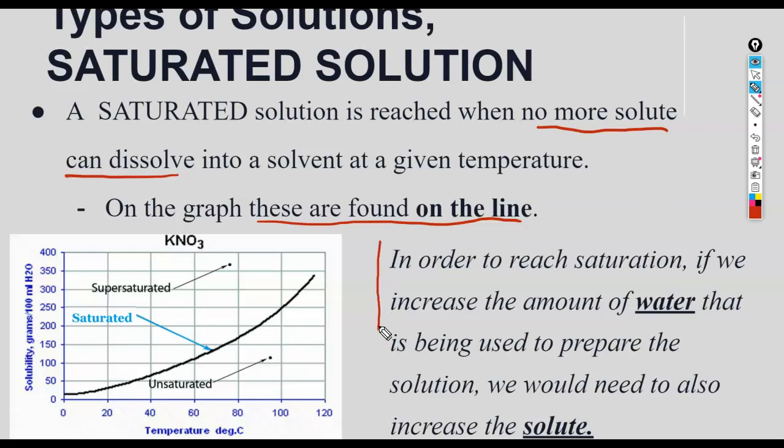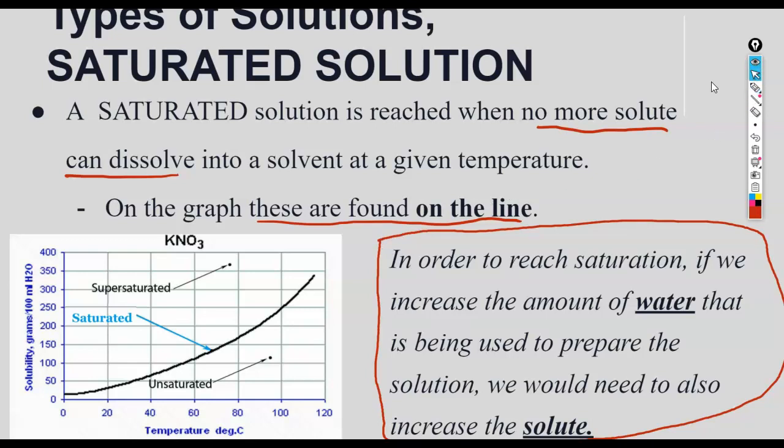Okay, and so that's all this is saying right here, where it's basically just saying if you have more solvent to be saturated, you have to also have more solute, which if you think about it should kind of make sense. Okay, so that is the first type of solution we're going to talk about. That is a saturated solution. Make sure you have that in your notes.